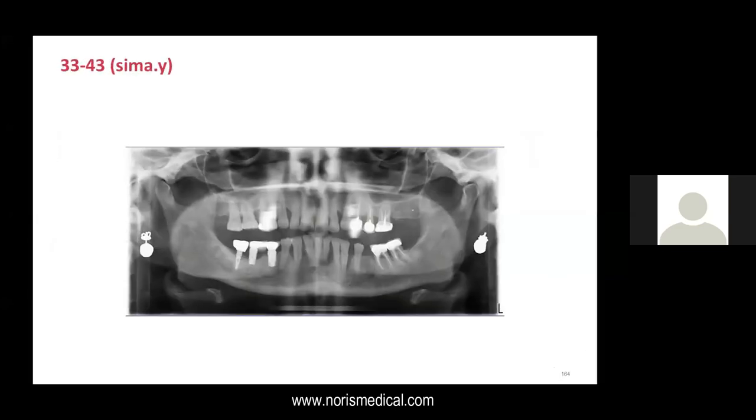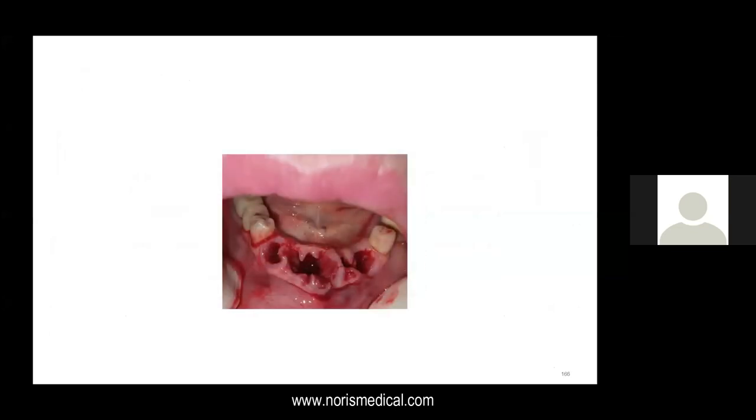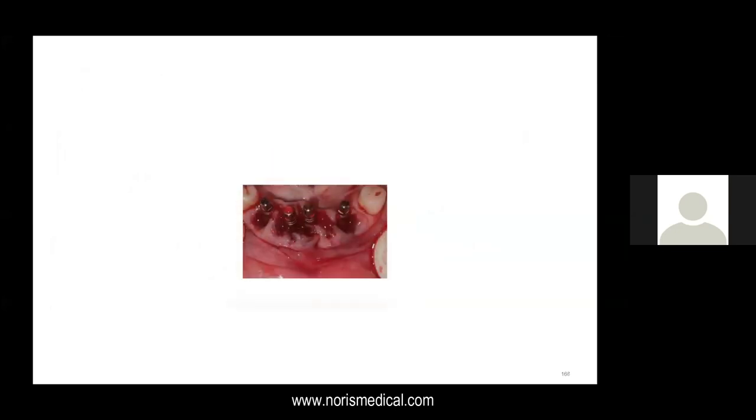Another case, teeth number 33 to 43. The patient has some more problems, but she insists to do only this. So these are the teeth. This is how they look. Here you can see the gum inflammation. Again, everything is done on the same day. Antibiotic is given 1 or 2 days prior to the surgery.